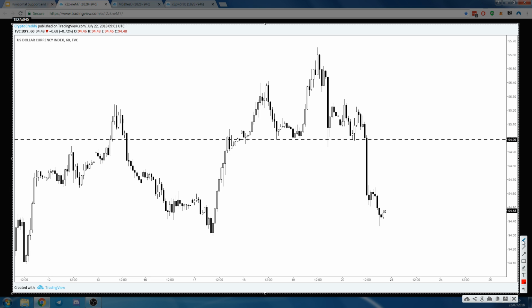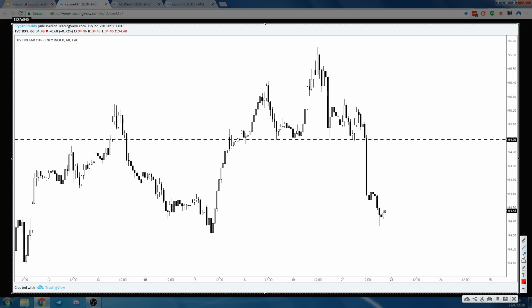Okay, and we've also said that with each subsequent test from the same direction, a level gets weaker. So if this broken support turns into resistance, the next question is, how many times has it been tested? Well, the answer is 0. So it's at its freshest on any pullback right now, and that is your highest probability trade.